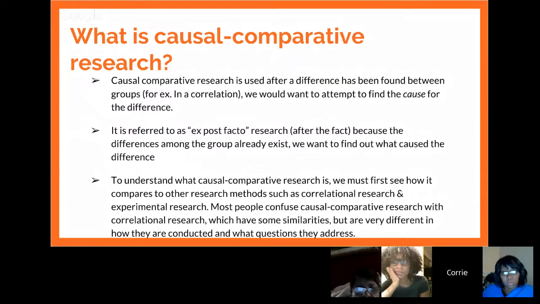So to understand what causal comparative research is, we must first see how it compares to other research methods, such as correlational research and experimental research. Most people confuse causal comparative research with correlational, which they do have a lot of similarities, but they're very different in how they're conducted and what questions they address.